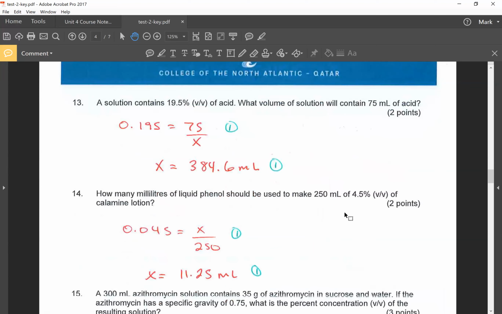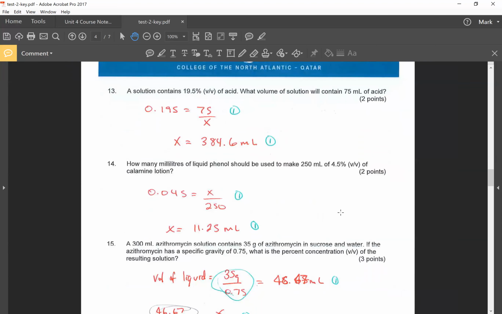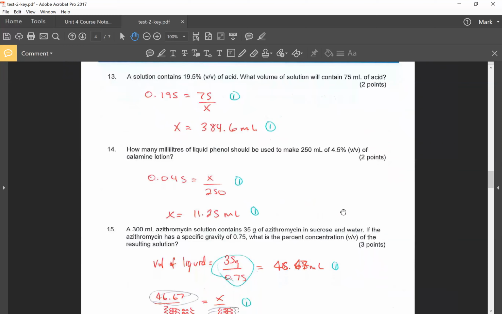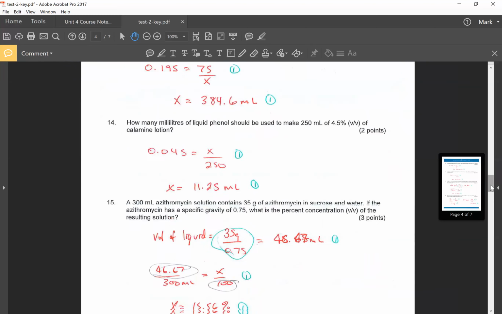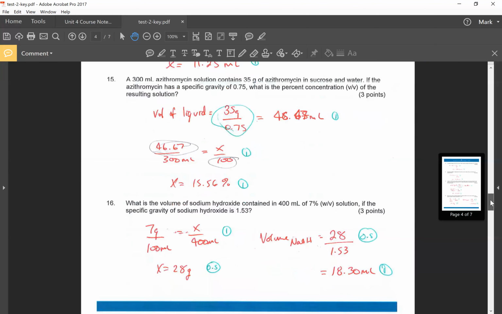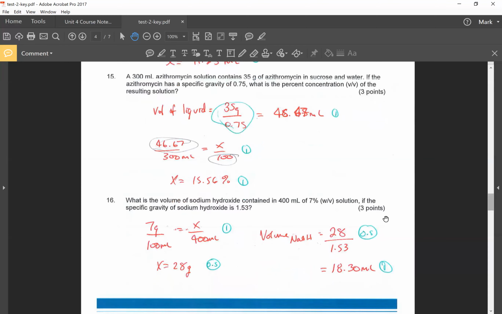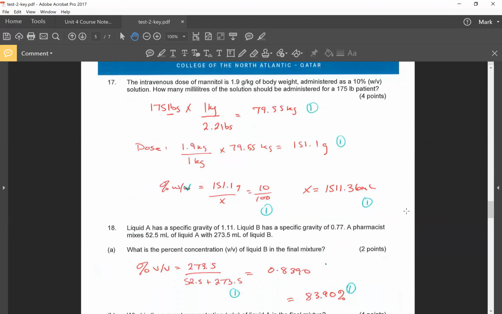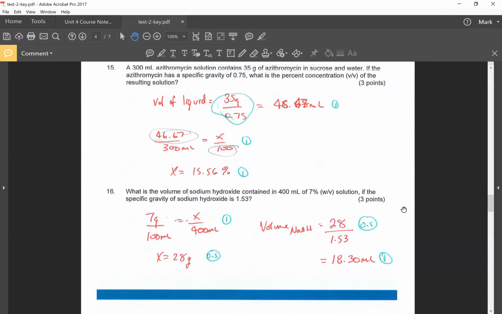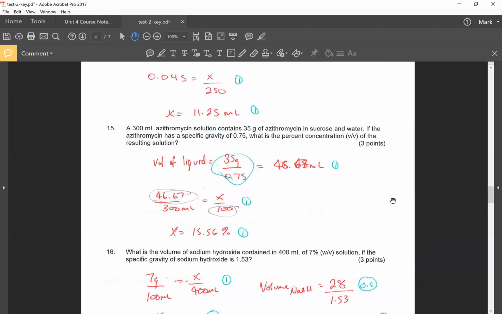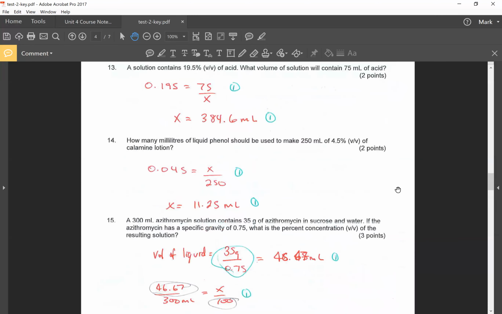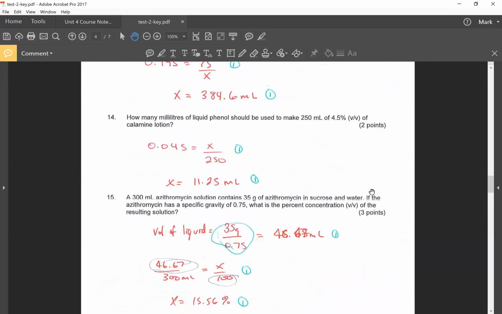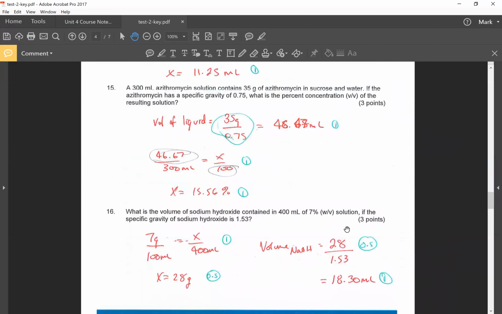Okay, this page was done really well, but you know what really surprised me? Oh wait, hold on. Oh no, not this page. This page was done really well, whatever page this is, like 3 or 4. So questions number 13, 14, 15, 16, done very, very well.